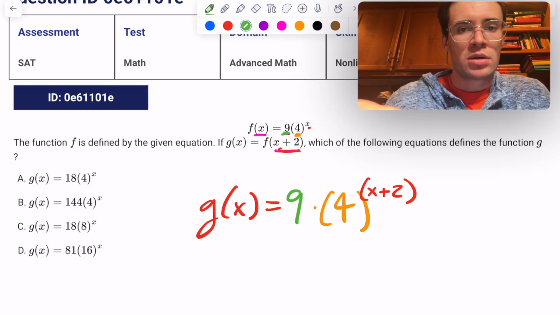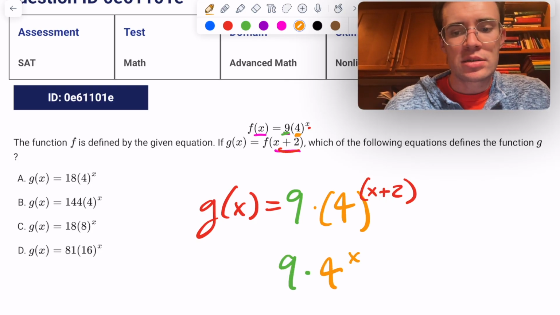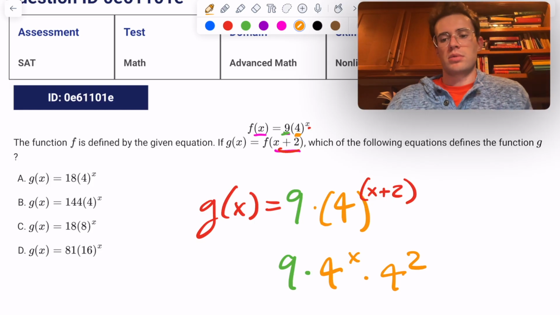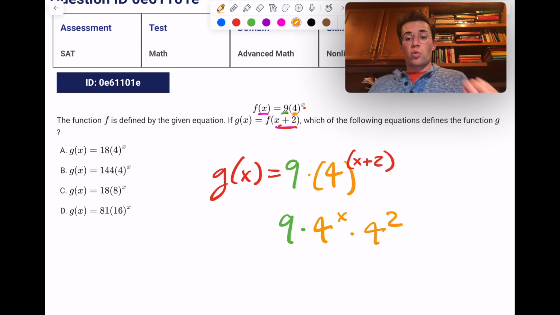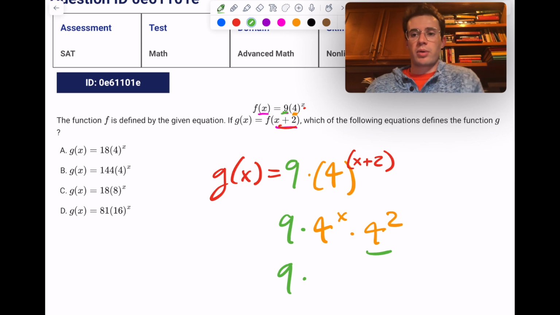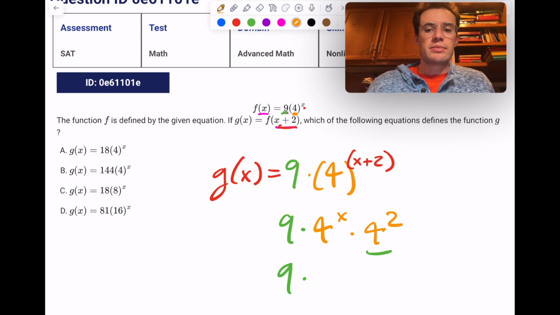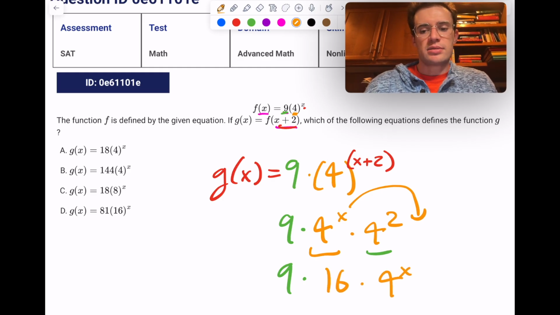Right? It's 9 times 4 to the x times 4 squared. Because if they have the same base, then you can just add the exponents. So we're just doing that exponent rule in reverse. Now 4 squared is 16, so we get 9 times 16. Commutative property of multiplication, we can move the 4 to the x part to after the 4 squared, so put that over here. 9 times 16 times 4 to the x.